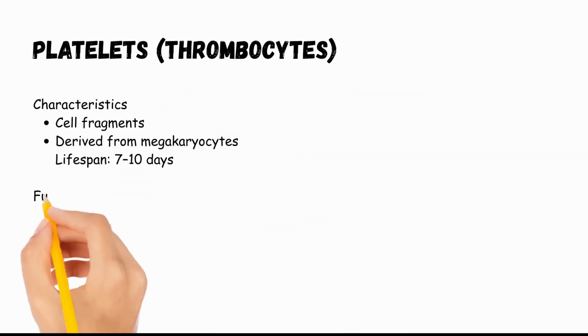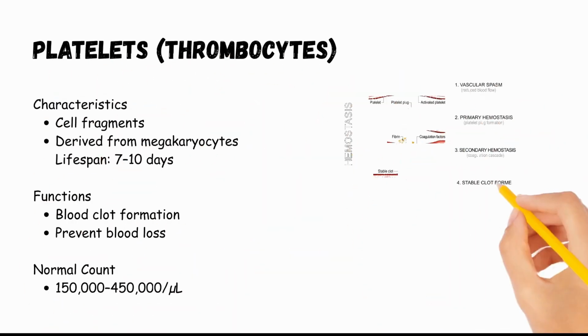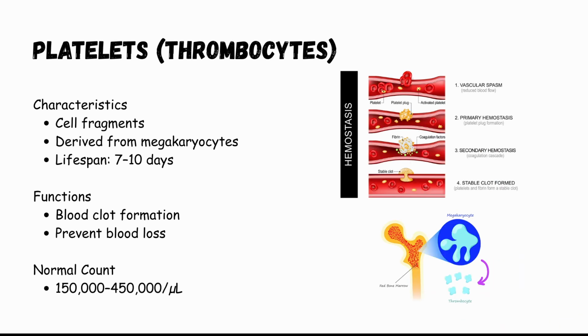Platelets are small cell fragments derived from megakaryocytes in the bone marrow. They play a critical role in preventing blood loss. Their lifespan is about 7 to 10 days, and the normal count ranges from 150,000 to 450,000 per microliter. When a blood vessel is damaged, platelets adhere to the injury site and help form a temporary plug.